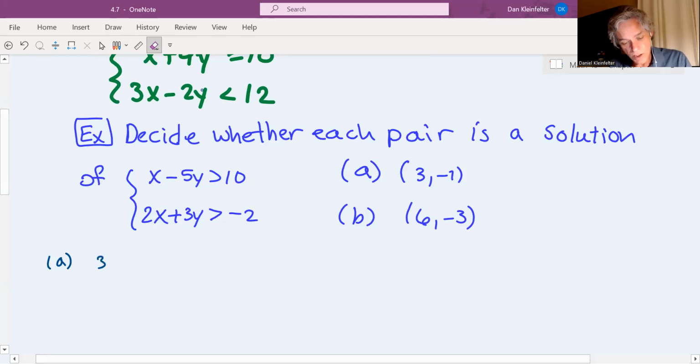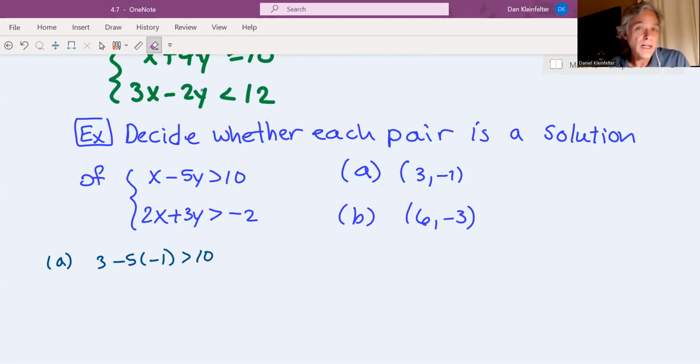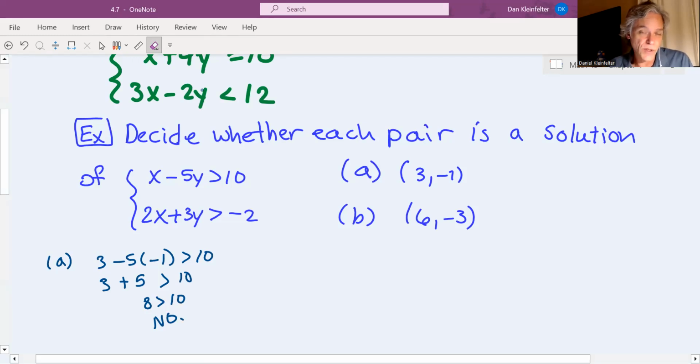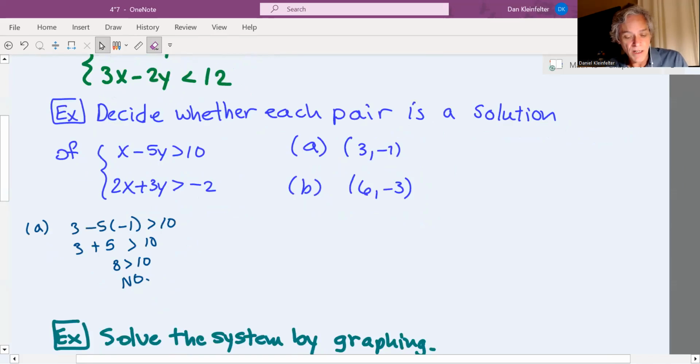So x, that's 3 minus 5 times negative 1 is greater than 10. Let's see if that's true. Okay, that's 3 plus 5. That's 8. 8 is not greater than 10, and so no. We don't even have to check the second one. You can if you want, but once we know that the point that we have isn't a solution to one of those inequalities, it's all over. It can't be a solution to the system because the points that would be solutions would have to be solutions to both of the inequalities.